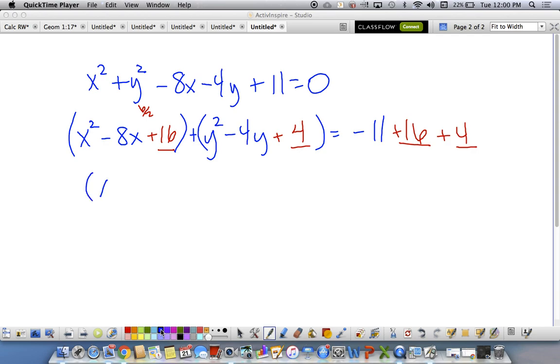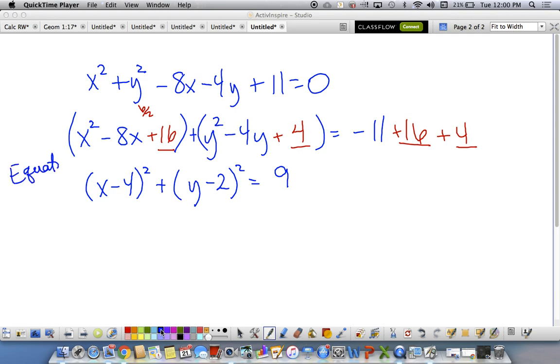x minus 4 squared plus y plus 2 squared equals. Does that equal 9 if you add all that together? Yeah. Look at how nice that is. Because you can take the square root? Well, I don't want to yet. This is your equation of a circle.